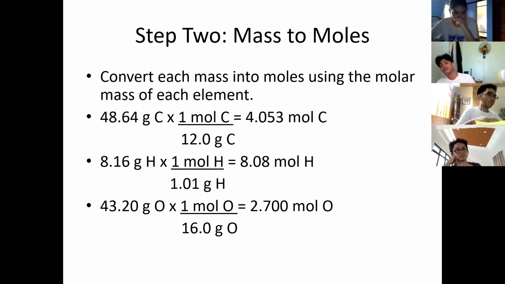1 mole of carbon is equal to 12 grams of carbon, as the mass of carbon is 12 grams per 1 mole. Since you are going to convert it to mole, 1 mole of carbon is equal to 12 grams of the said element, which is carbon.